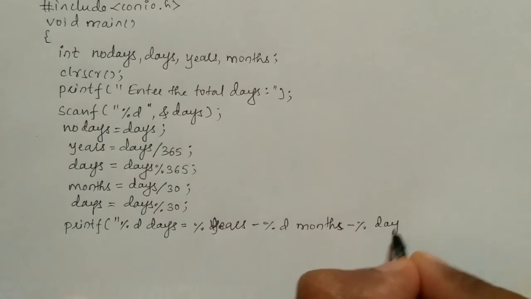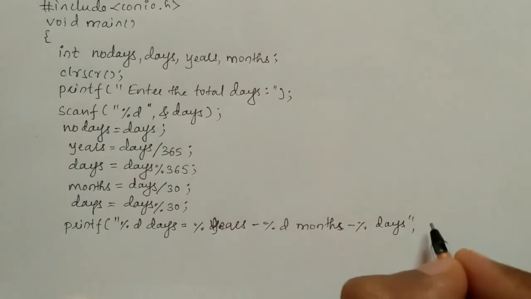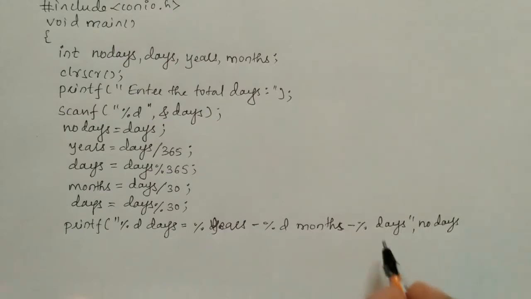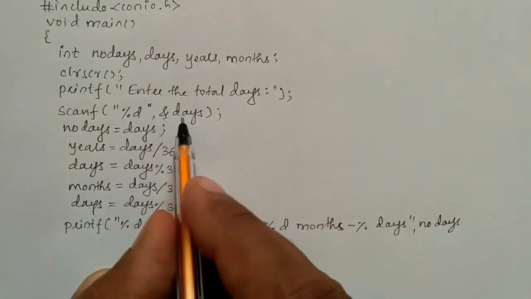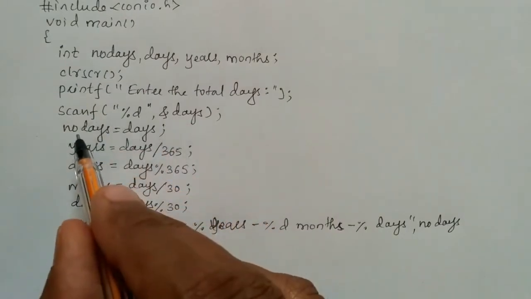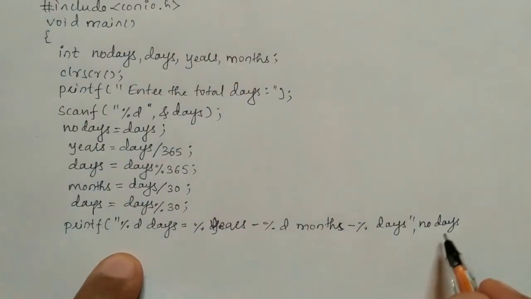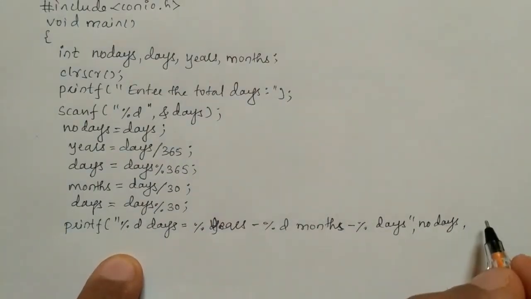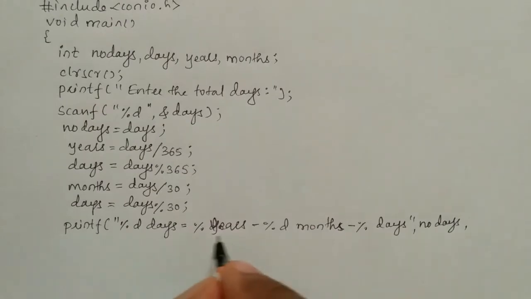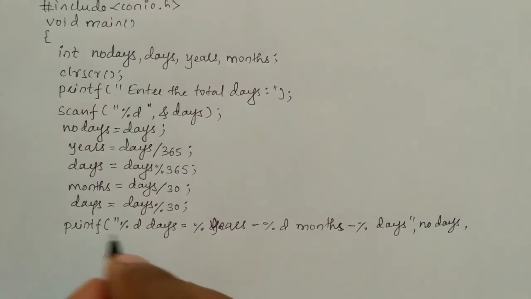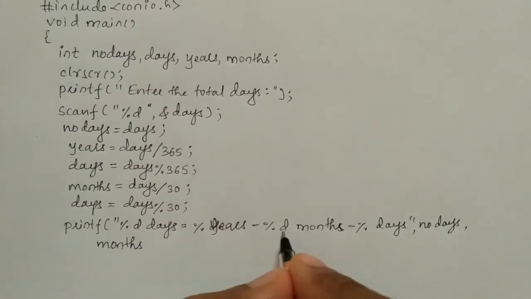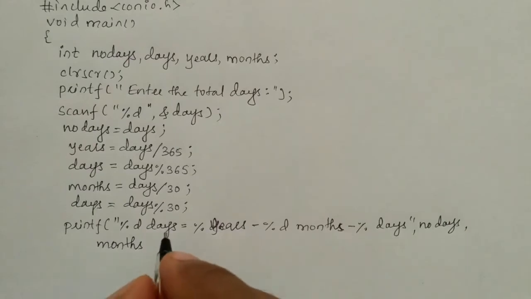%d days, end the double quotation mark and put comma, and here we'll write number of days, that is the original days entered by the user, which is equated to number of days to keep the original value intact. So here %d refers to number of days. Here I don't have space to write, so I'm going to write the other variables down here. Next, months, that is this %d represents months, and we have to write years first here.